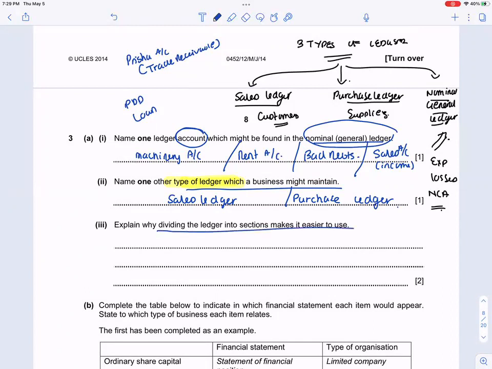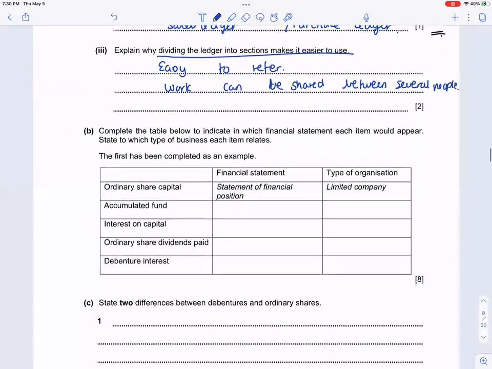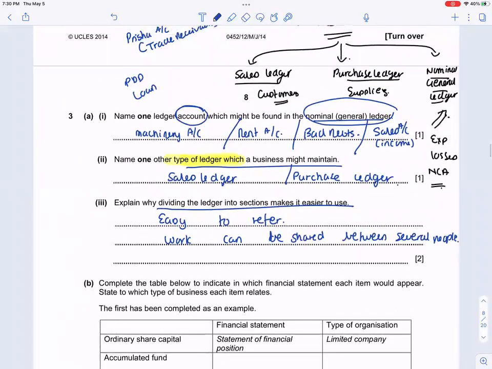Why do you divide your books into ledgers? This is theory. It's easier for the business to calculate, it's easy to refer, and work can be shared between several people. One person can make all the customers' accounts. One person can make all the suppliers' accounts. One person can take care of the cash book. One person can take care of the petty cash book. One person can take care of all the expenses. So that is why we divide our books into ledgers.